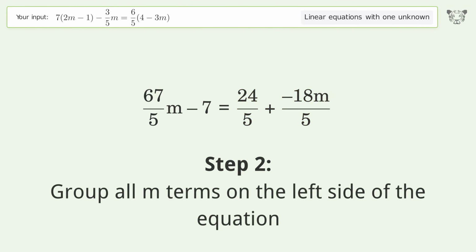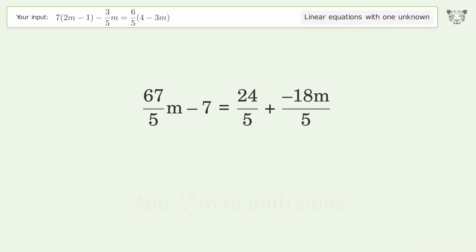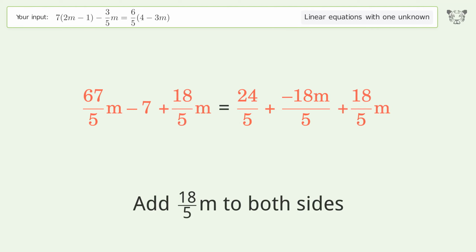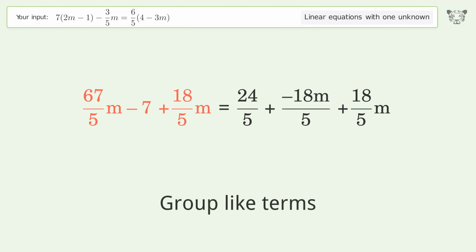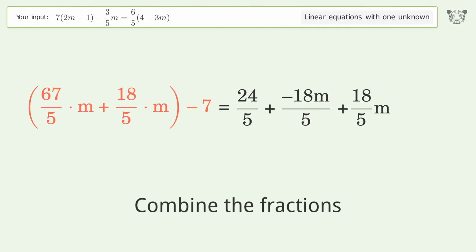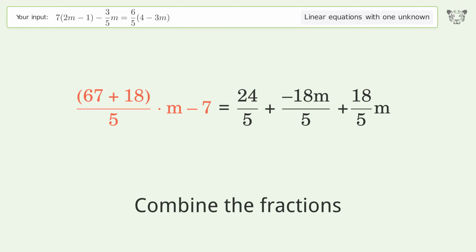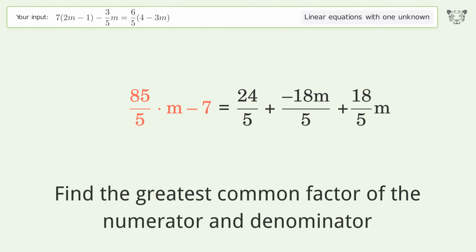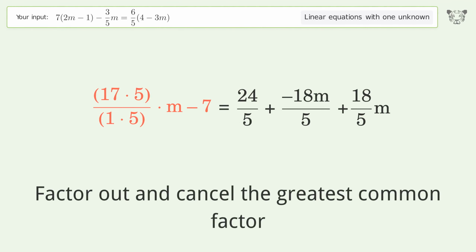Group all m terms on the left side of the equation. Add 18/5m to both sides. Group like terms. Combine the fractions. Combine the numerators. Find the greatest common factor of the numerator and denominator. Factor out and cancel the greatest common factor.